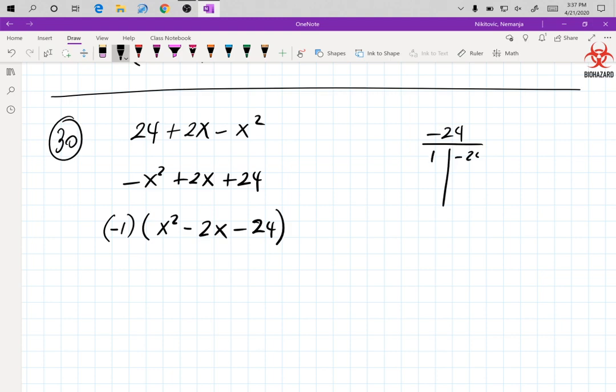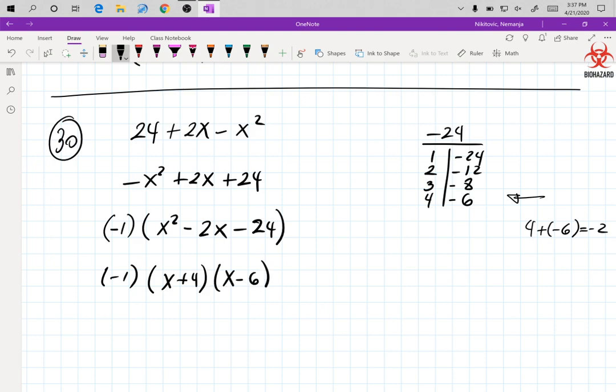Which is 1 and negative 24, 2 and negative 12, 3 and negative 8, 4 and negative 6. Aha! Right there. 4 and negative 6, because 4 plus negative 6 is negative 2, and that's what we need. We need negative 2. So, negative 1, x plus 4, x minus 6. Now, some people would just write it as negative x plus 4, x minus 6. So, that's that.